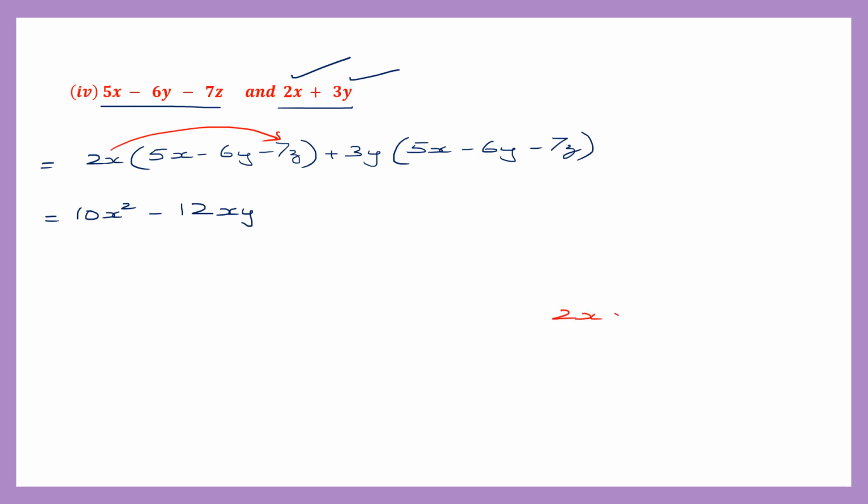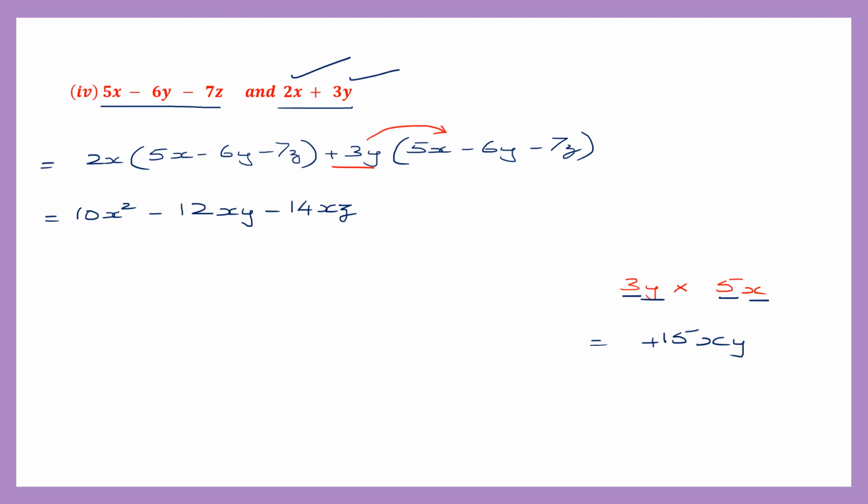Now we multiply 2x into minus 7z. So this is a plus sign. So plus into minus is minus. 2 7s are 14. 1x and 1z makes it xz. So this is minus 14xz. Now we go on to the next one, plus 3y into 5x. So signs are both plus. Then we multiply the numbers. 3 5s are 15. 1y, 1x makes it yx or xy.